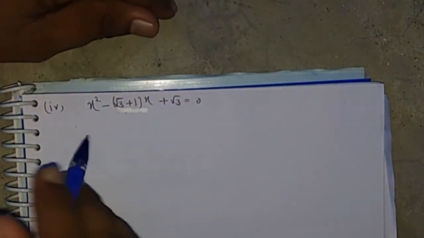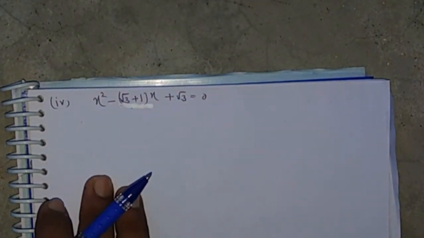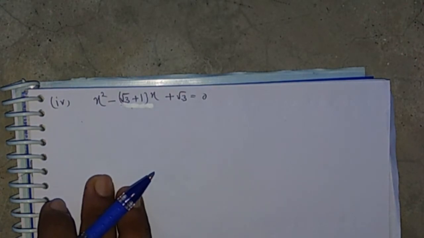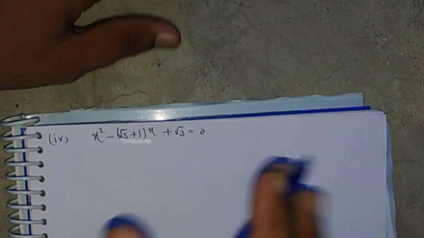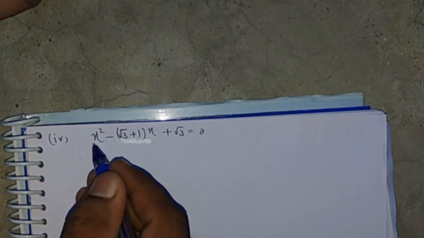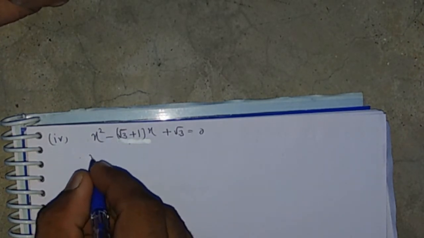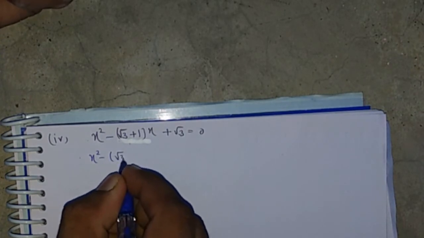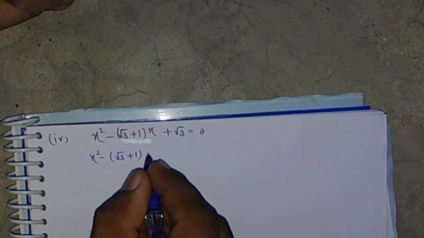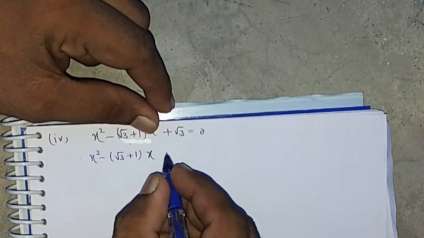Now we have to solve this quadratic equation using the method of completing the square. The first step is we divide the given equation by the coefficient of x square, but the coefficient of x square is 1. Then we simply move to the second step, which means we shift the constant term to the RHS.